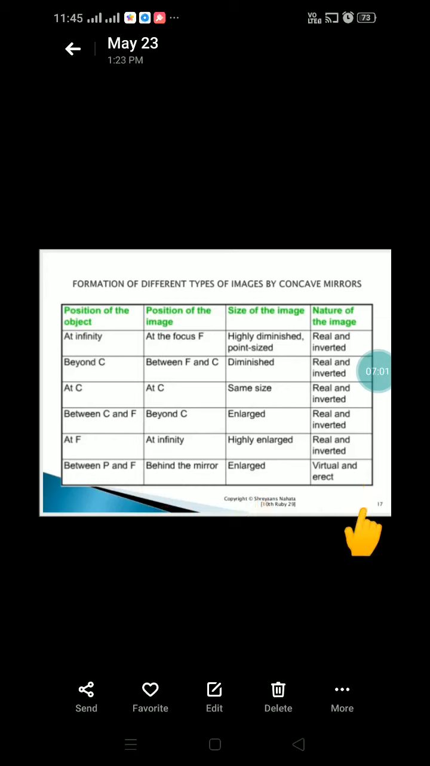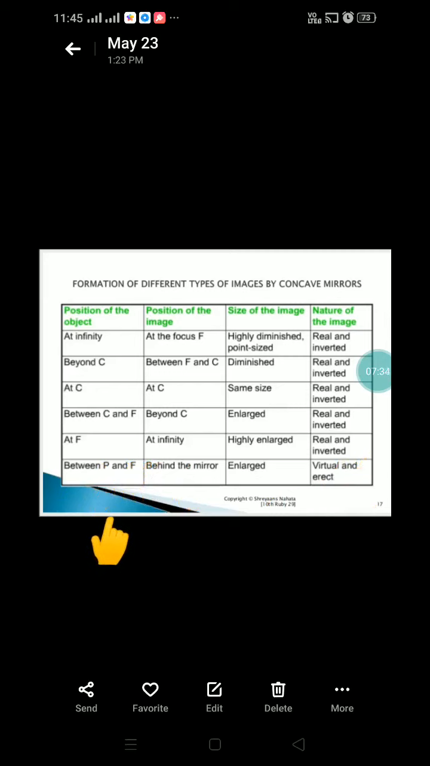Look at this nature. Only in this case, between P and F, students, please remember, I already told you that in concave mirror, only in one case it gives the virtual and erect image. In all other cases it gives real and inverted image. So between P and F it gives virtual and erect image. That means in this case the image is not obtained on screen. Just remember between P and F.